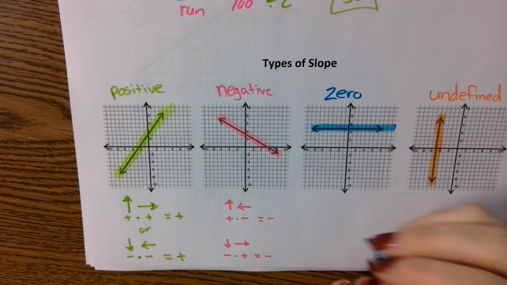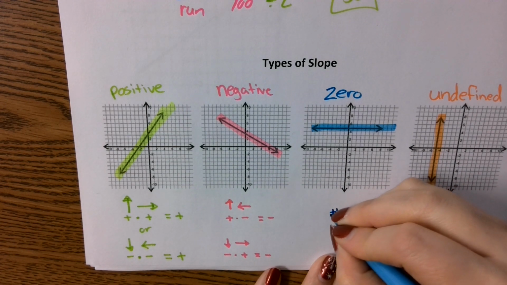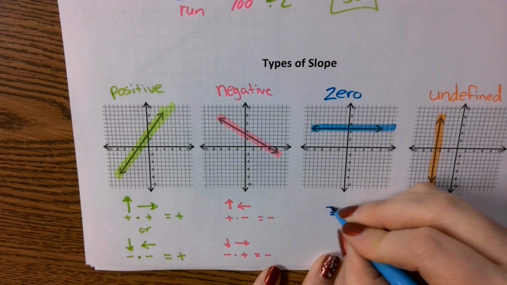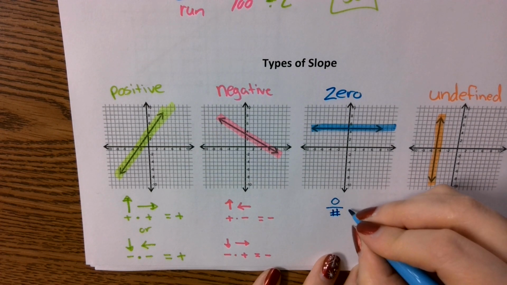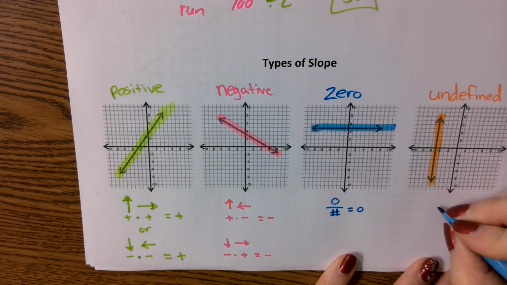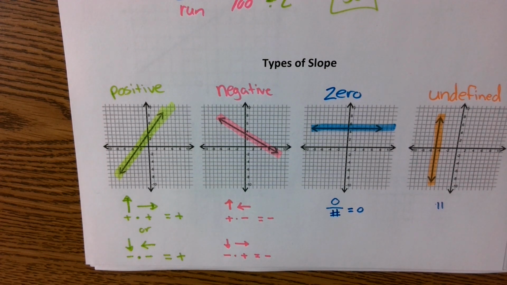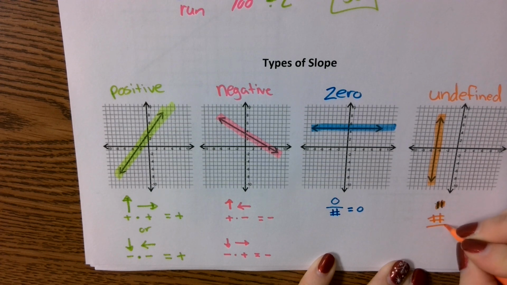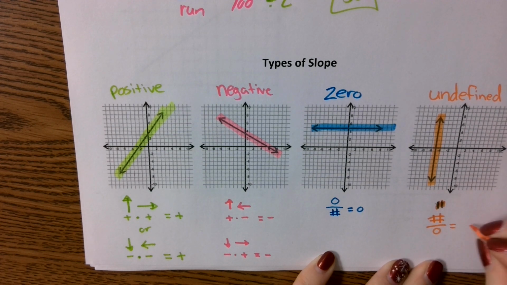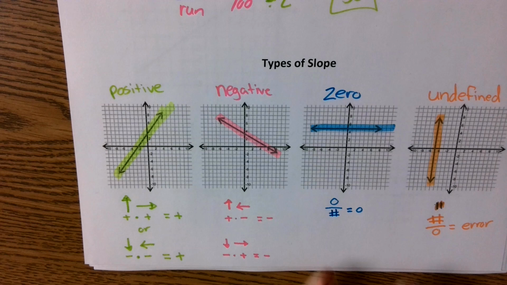And again, the zero slope meant that you had some number on the bottom for your change and 0 at the top. 0 over a number is going to equal 0. If you have a number over 0, that's going to equal an error. So that creates that undefined value. All right, get that written down and go ahead and flip the paper over to the back.